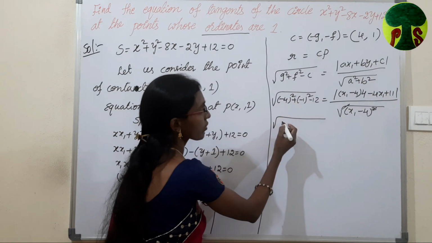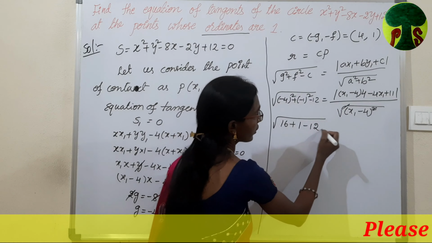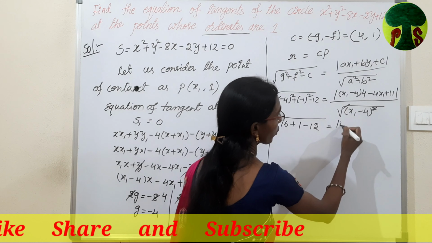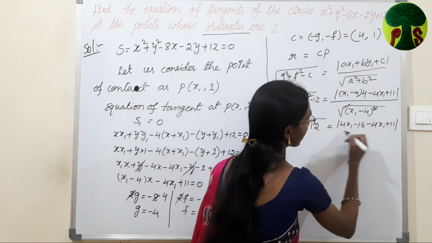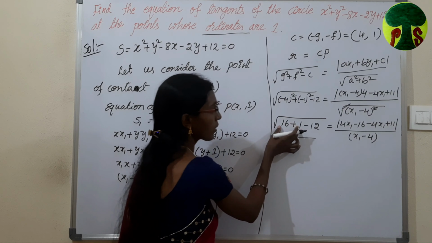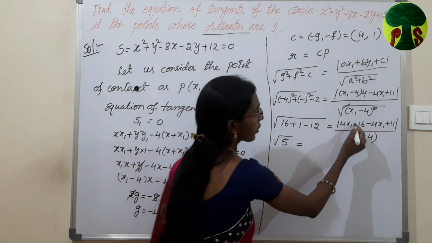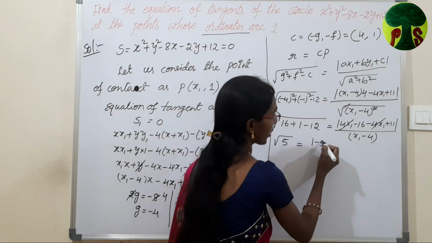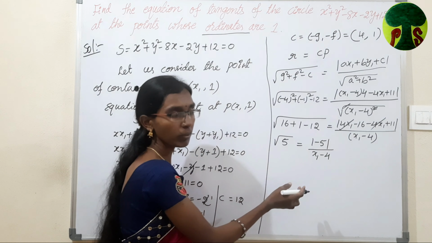Square root of minus 4 whole square is 16, plus minus 1 whole square is plus 1, minus 12, is equal to, let us multiply x1 minus 4 with 4. 4 into x1 is 4x1, minus 4 4s are 16, minus 4x1 plus 11, divided by x1 minus 4. So under root, 16 plus 1 is 17, 17 minus 12 is 5. Square root of 5 we will get, that equals to, here plus 4x1 minus 4x1 gets cancelled. Minus 16 plus 11 value is minus 5. Mod of minus 5 divided by x1 minus 4. So mod of minus 5 value is nothing but plus 5 only.